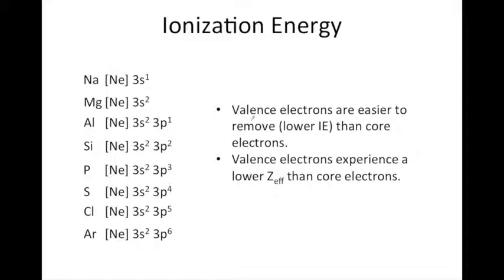So just to sum it up, valence electrons are easier to remove because, in other words, they have a lower ionization energy than core electrons. The valence electrons experience a lower effective nuclear charge, whereas our core electrons experience a much greater effective nuclear charge, making them harder or requiring more energy to remove. So be sure you can understand the trends for first, second, third, fourth, fifth ionization energies for a given atom.